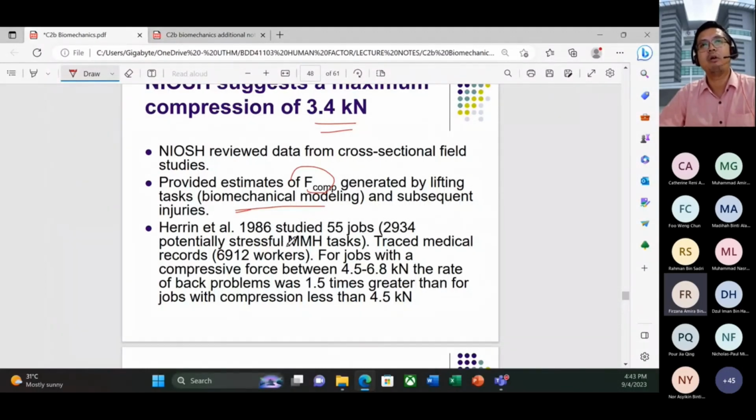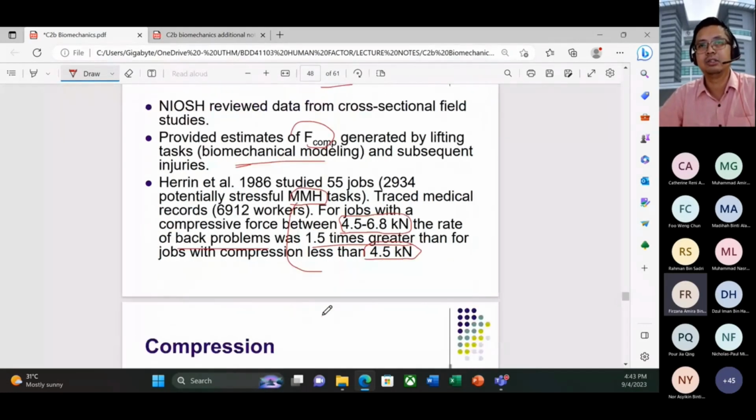2,834 potentially stressful manual material handling tasks. They traced medical records, and 6,912 workers were involved. For the jobs with compression between 4.5 up to 6.8 kilonewton, the rate of back problems was 1.5 times greater than for the jobs with compression less than 4.5 kilonewton. So it's all related to manual material handling, including lifting the load, lowering the load, carrying the load, pushing, pulling, heavy load and related tasks.